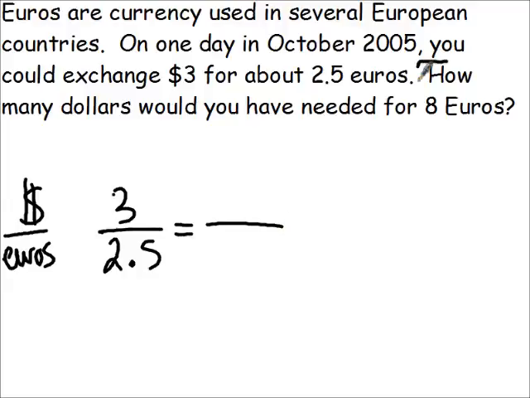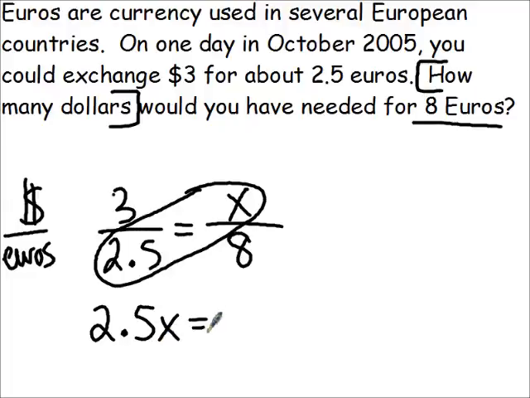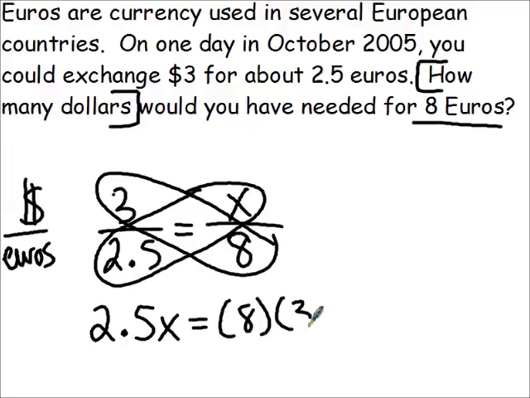So the question is, how many dollars? That's where I'll put my unknown. So I'll use X for dollars, and then remember euros go on the bottom. So for the 8 euros, now place it under the X. Now, I can set it up to solve it. Because my cross products are equal, I'll take 2.5 times X, and I know that that will equal 8 times 3. This is now set up to solve.